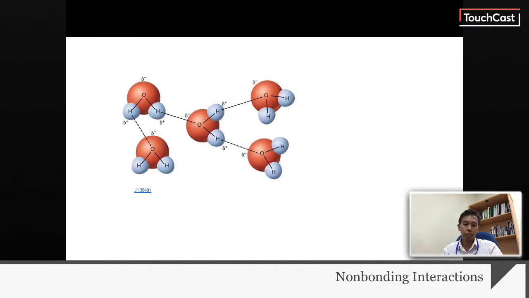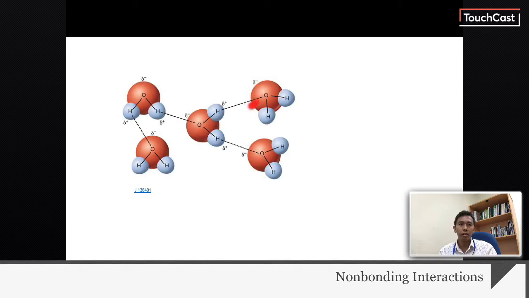Interaction between atoms is nonbonding interaction. Some call it secondary bond, but I like to use nonbonding interaction because the bonds formed are not actually bonds. It is an interaction that occurs between molecules. Example, these are water molecules.